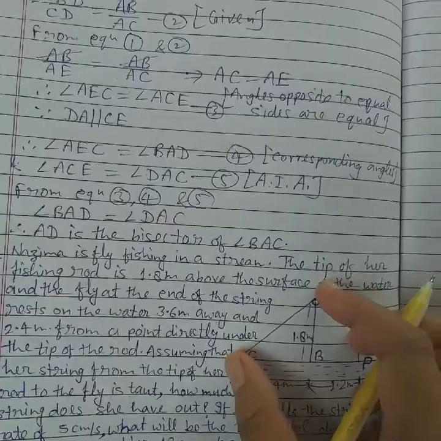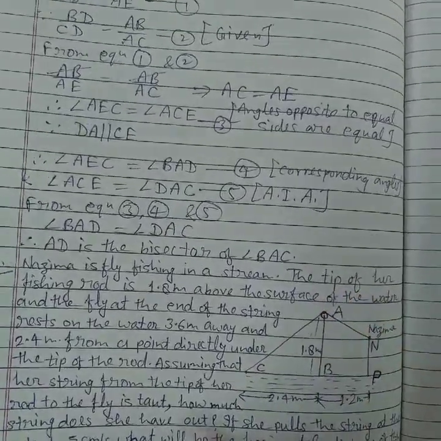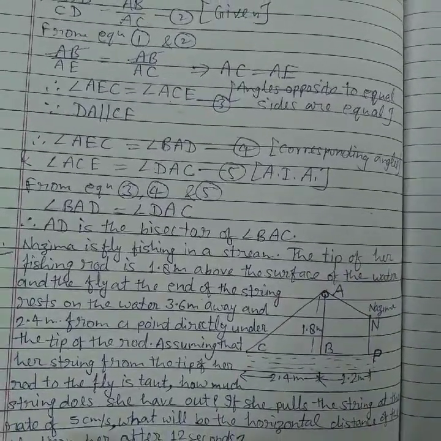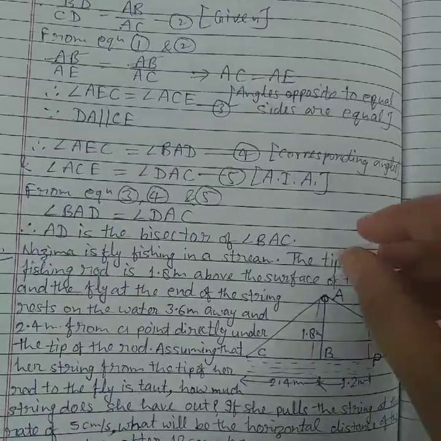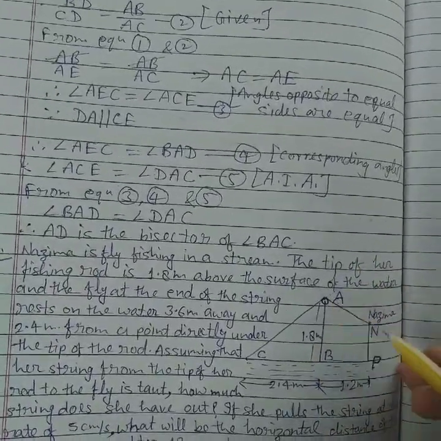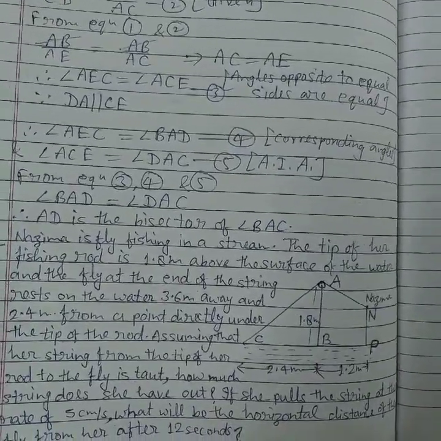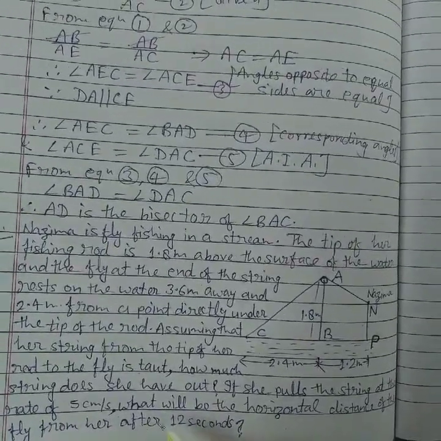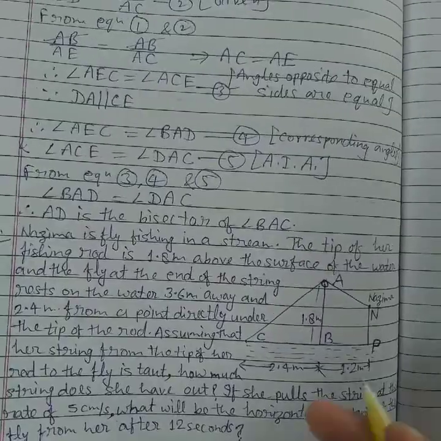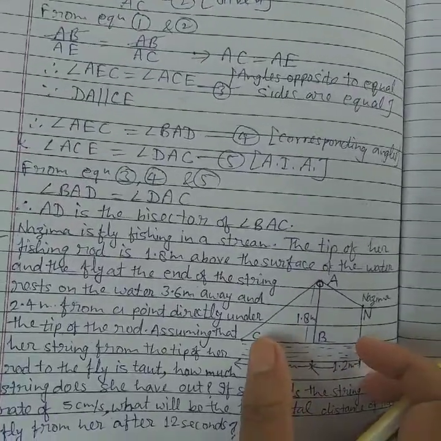मीन्स हमें फाइंड करना है AC. क्लियर, ये फाइंड करना है. Now if she pulls the string at the rate of 5 cm per second, now अगर वो इस string को यहाँ से पुल कर रही है, खींच रही है 5 cm per second, what will be the horizontal distance of the fly from her after 12 सेकेंड. 12 सेकेंड के बाद नाजिमा के पास से वो डिस्टेंस हॉरिजॉन्टल कितनी होगी.